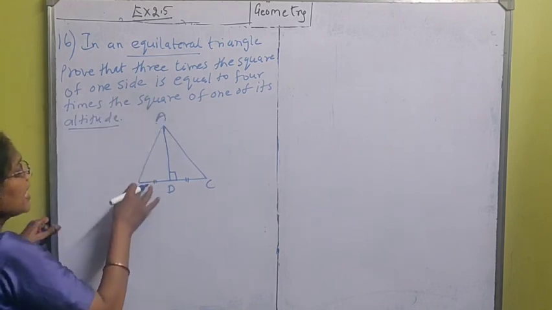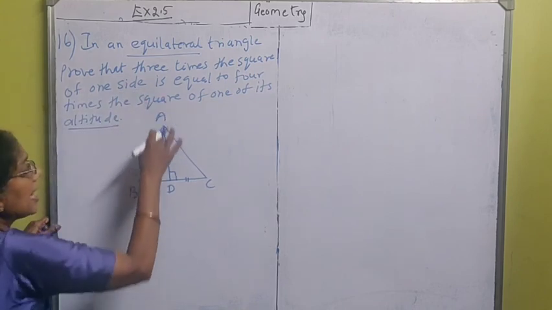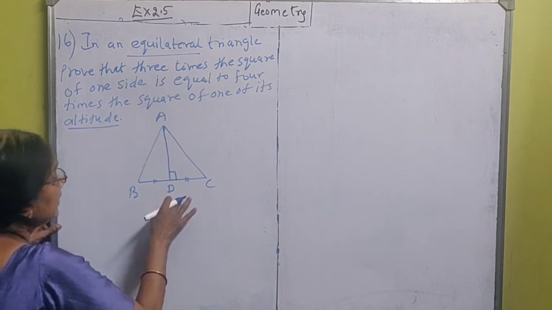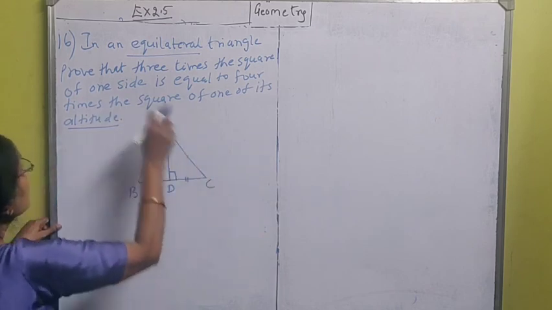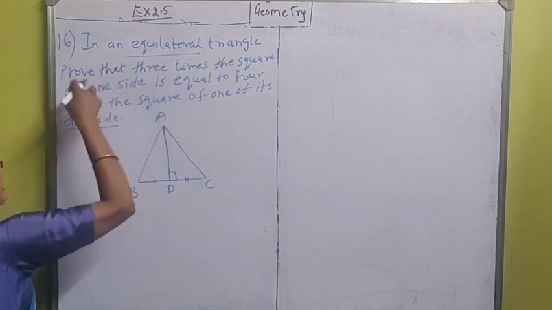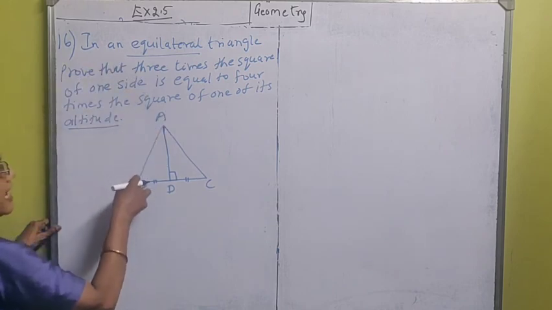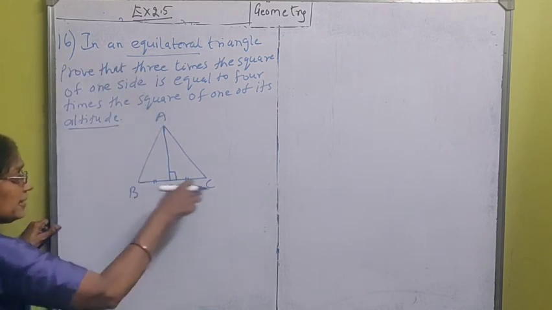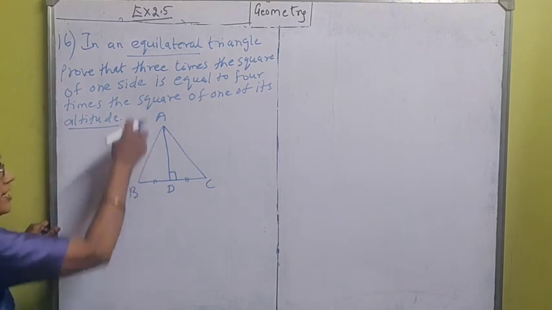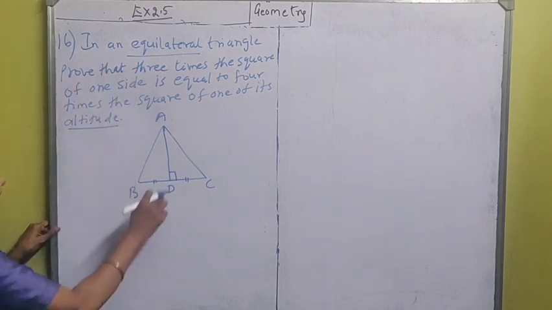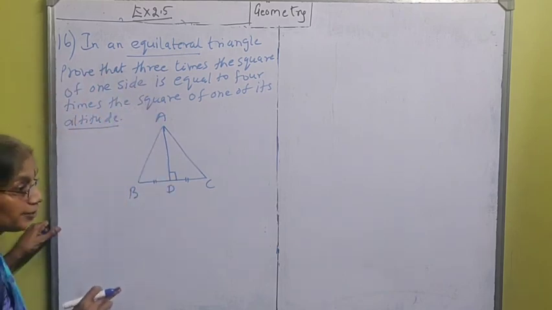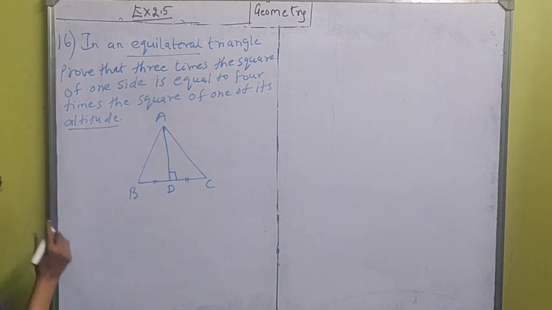So I am going to take the side as AB and the altitude as AD. So remember, I am going to take one side. Let the side be AB. So ABC is an equilateral triangle in which AB is the side I am going to take and AD is the altitude. So very important. So I will write it down.